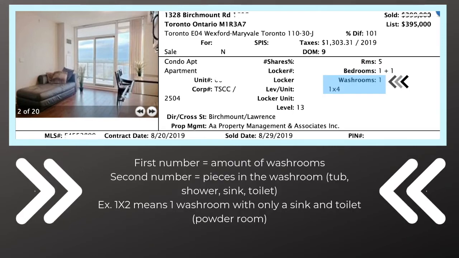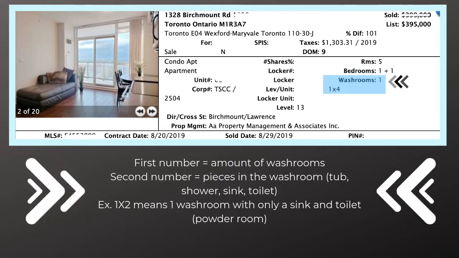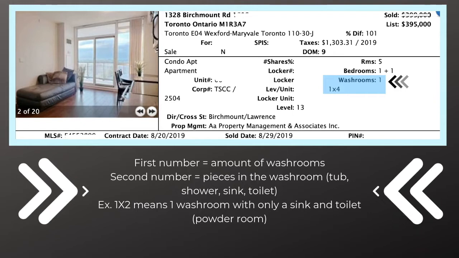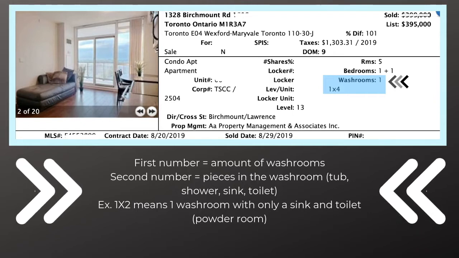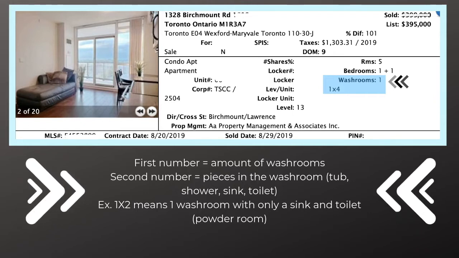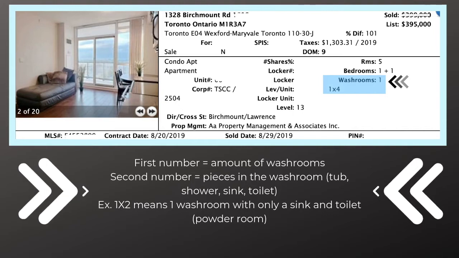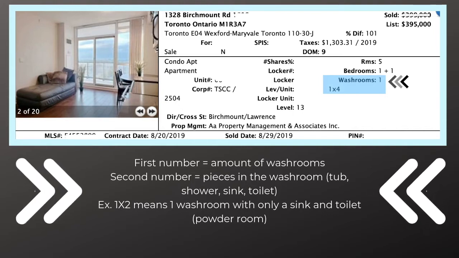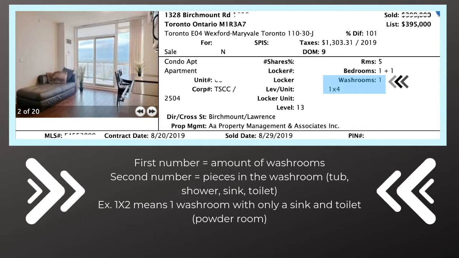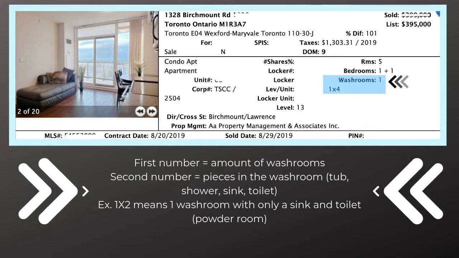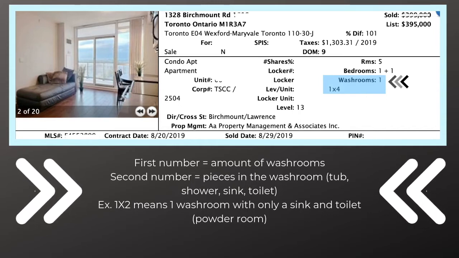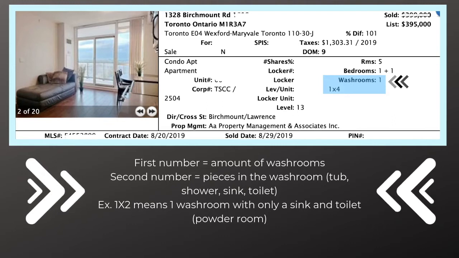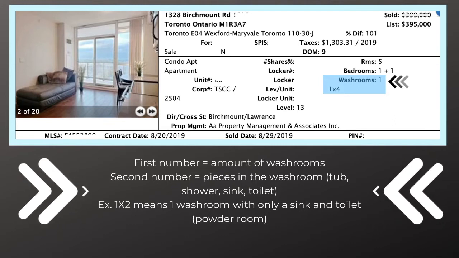The next one is to indicate about the washrooms. So the first number equates to the number of washrooms. The second number includes the information about how many pieces are in the washroom, such as a bathtub, a shower, a sink, and a toilet. So for example, 1 times 2 means 1 washroom and 2 pieces, such as a sink and a toilet, which would be considered a powder room.